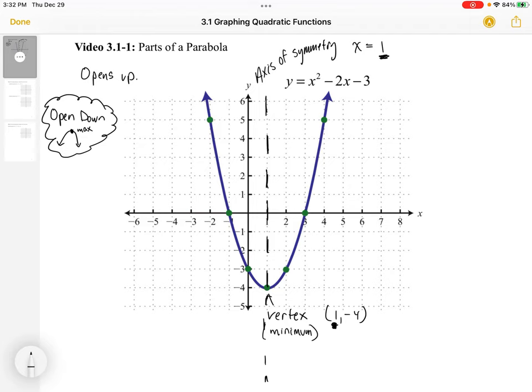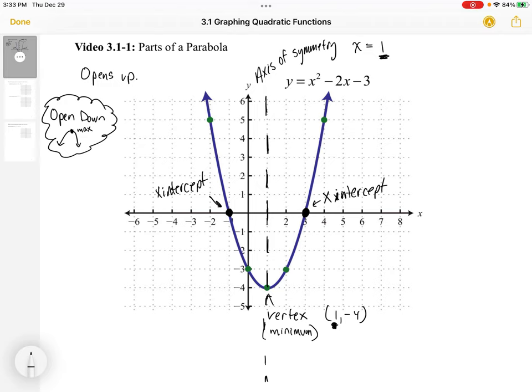So now we will travel along our parabola, and we could travel in either direction. I'm going to travel to the right to this point at 3. That point right there is an x-intercept. It is where the graph crosses the x-axis. Notice that there is also an x-intercept on the other side of the axis of symmetry, in this case at -1.